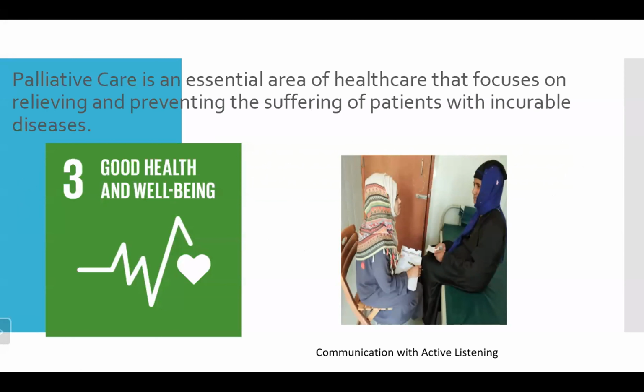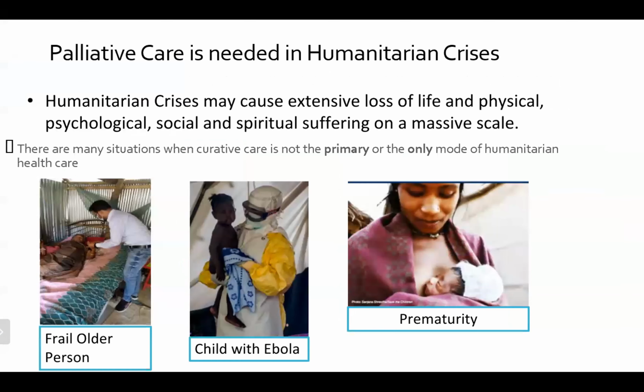So many of the patients we encounter, we might not be able to cure them, but we can be able to give them good health and well-being, and part of our biggest goal is to communicate with the patient and their relatives about their diagnosis, their prognosis, their treatment plans, and to help them to make good decisions about their care. So why do we need palliative care in humanitarian crisis?